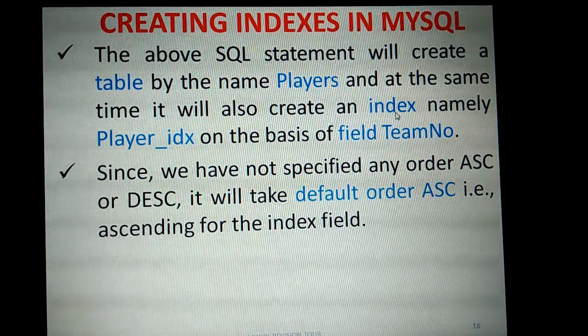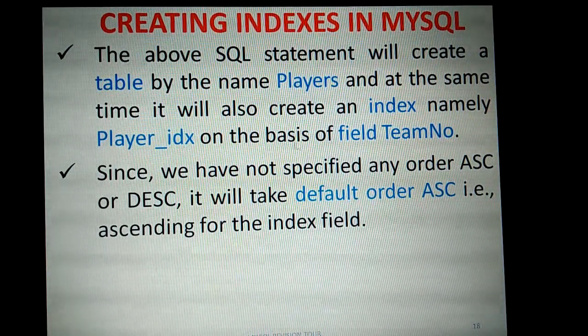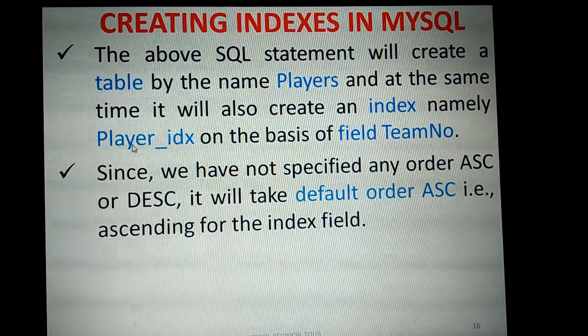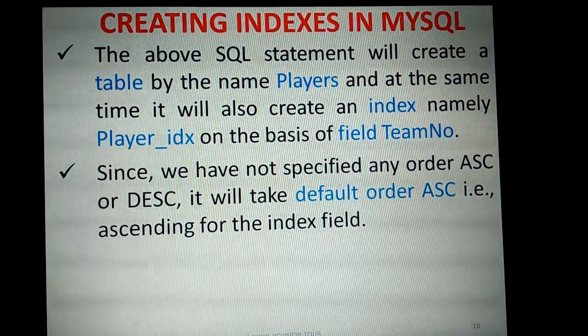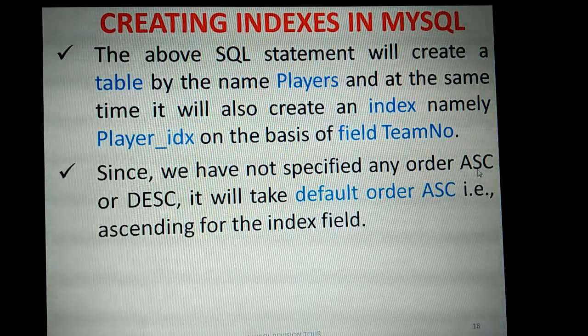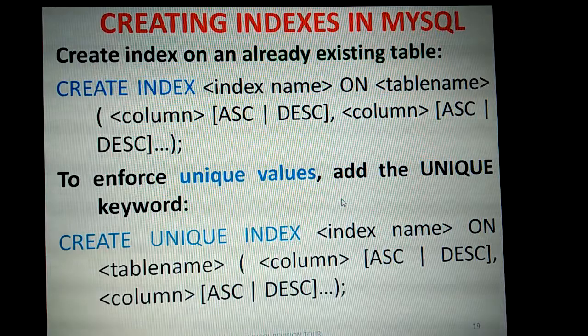So what is the name of the index here? player_idx on the basis of the field team number. So for this team number we are creating the index named player_idx. We have not specified any order here, ASC or DESC. It will take the default order ASC, that is ascending order, for the index field.